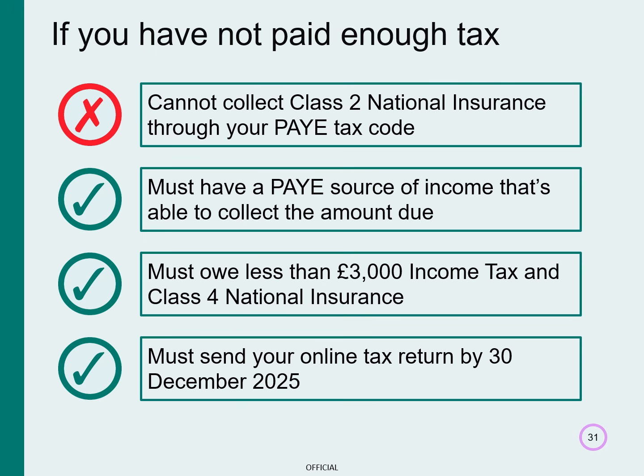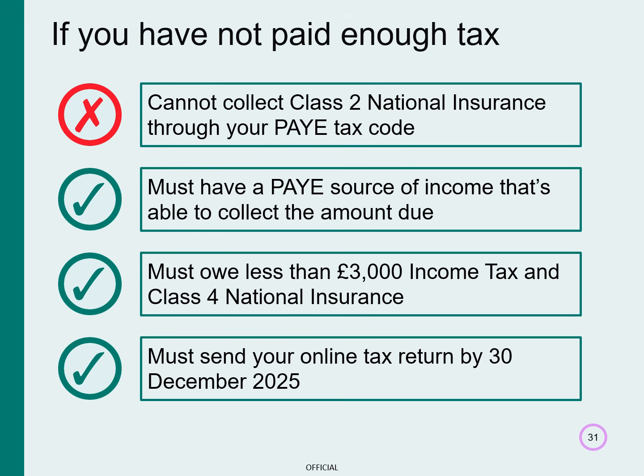We cannot collect any Class 2 National Insurance through your PAYE tax code. This must be paid by the 31st of January following the end of the tax year. You must have a PAYE source of income, and the income from this must be enough to collect the tax due. You must owe less than £3,000 in income tax and Class 4 National Insurance. If it's more than this, we won't be able to collect any of the tax due through your tax code.